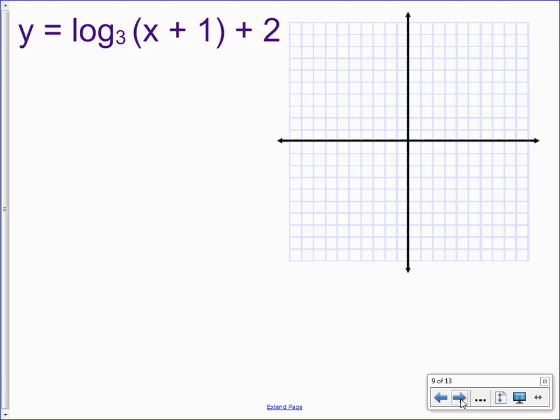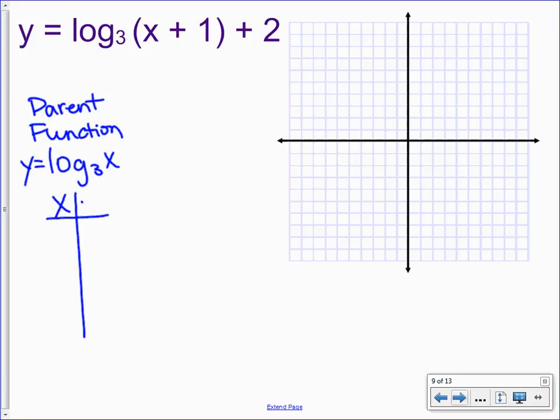Now let's talk about if we have some shifts. Here again, I want you to think about the parent function and then make your shifts. So our parent function is log base 3 of x. And we just talked about that parent function. We put negative 1, 0, 1 in the y column and figured out what x's made that true.